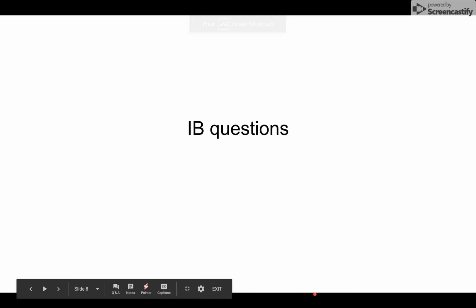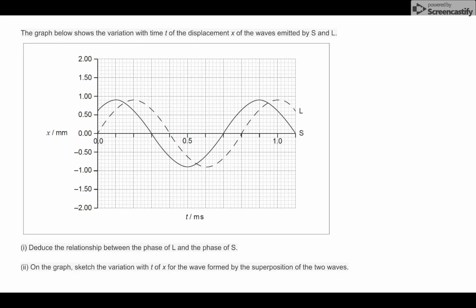Right. So in this video, I will try to answer some questions that would be applying some of the concepts you guys have just watched in the previous video. So here's an IB question that's asking the following. The graph below shows the variation with time of the displacement x of the waves emitted by S and L. So this is wave S and this is wave L.